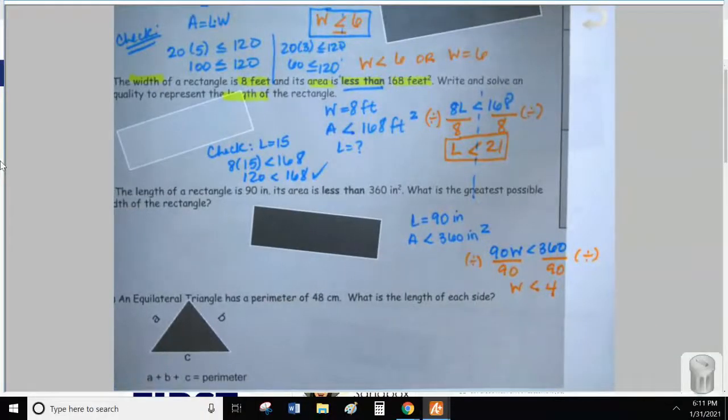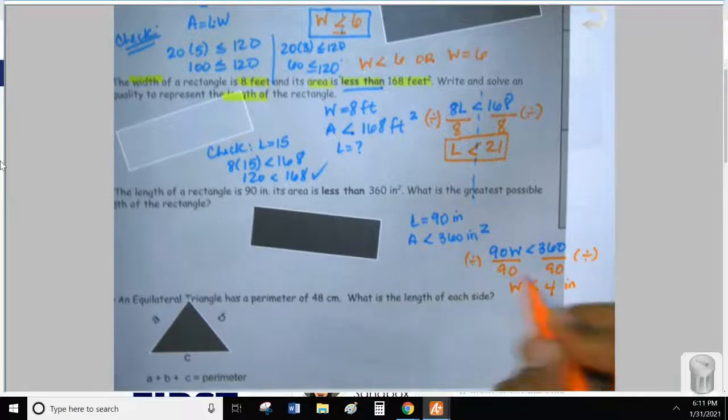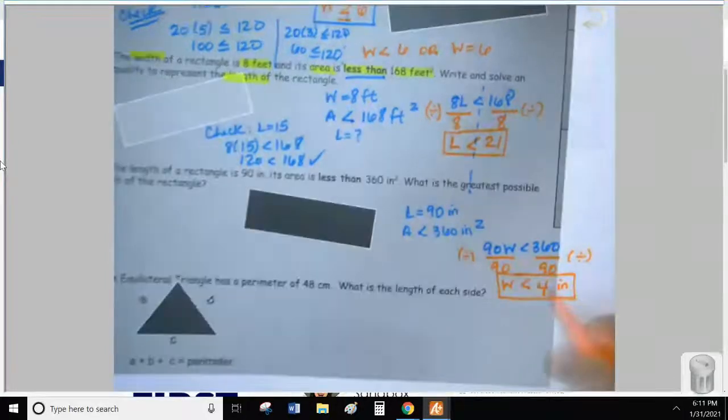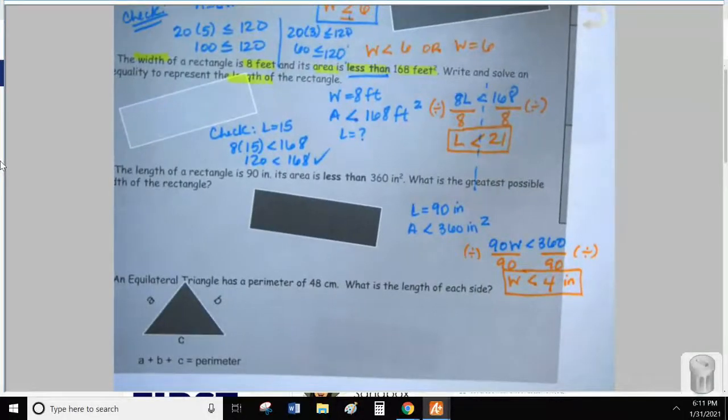Welcome back. Hopefully you realized that the width of this rectangle has to be less than 4 inches. So anything less than 4 inches would satisfy: 3 inches, 2 inches, 1 inch. It couldn't be 0 inches or a negative number, right? So there are only a few options that would make it be a rectangle and have a side. So W has to be less than 4 inches. Hopefully you set your problem up correctly.